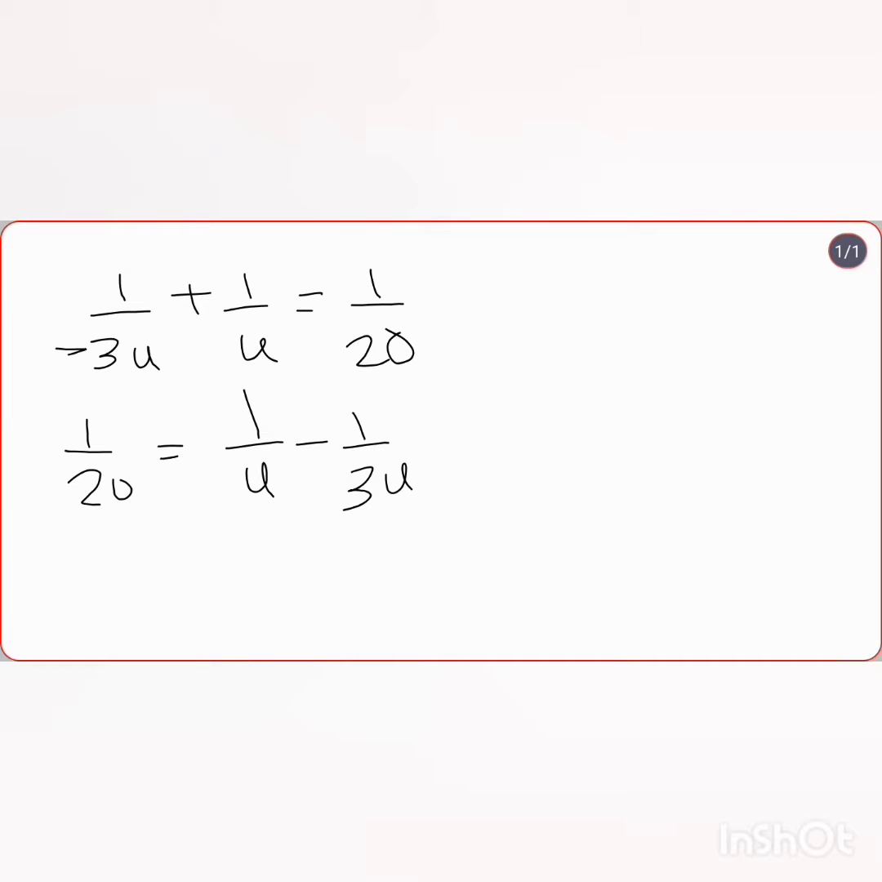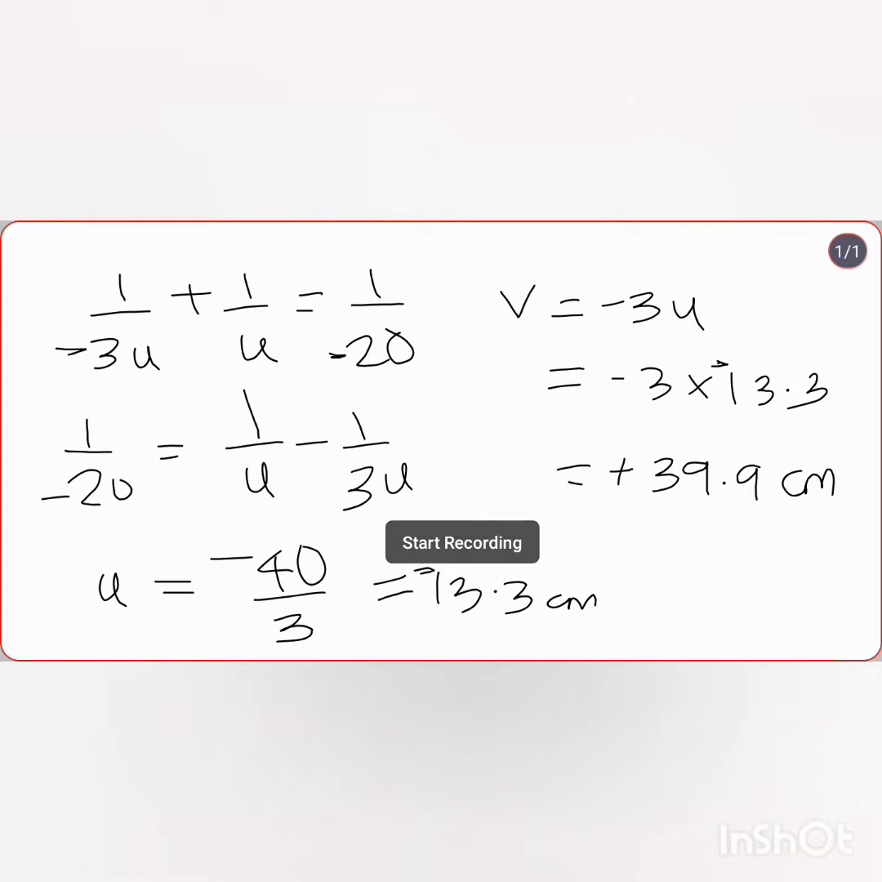So using mirror formula, 1 by minus 3u plus 1 by u is equal to 1 by f. f is equal to minus 20 centimeter for a concave mirror. So 1 by minus 20 is equal to 1 by u minus 1 by 3u. Using cross multiplication we get u is equal to minus 40 by 3, which is equal to minus 13.3 centimeter.